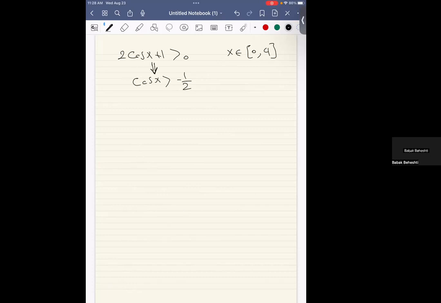So let's look at the graph of cos x. You want to find the values of cos x that are greater than minus 1/2. Let's take a look at the graph of cos x on the interval from 0 to 4 pi. At 0, the value of cos x is 1. And then it goes to pi half, 3 pi, maybe a little bit smaller.